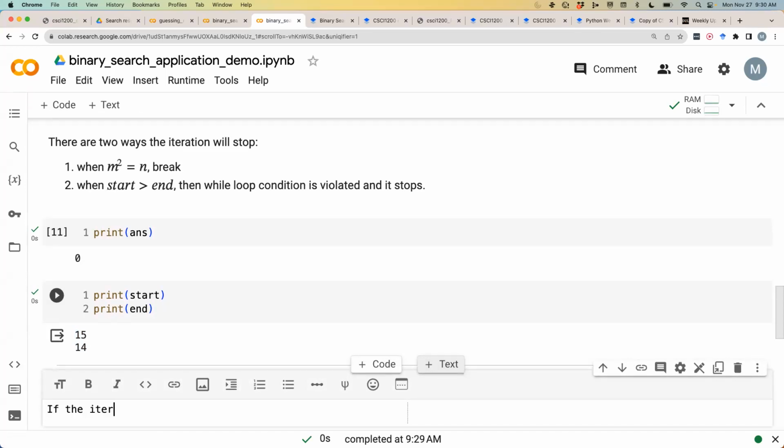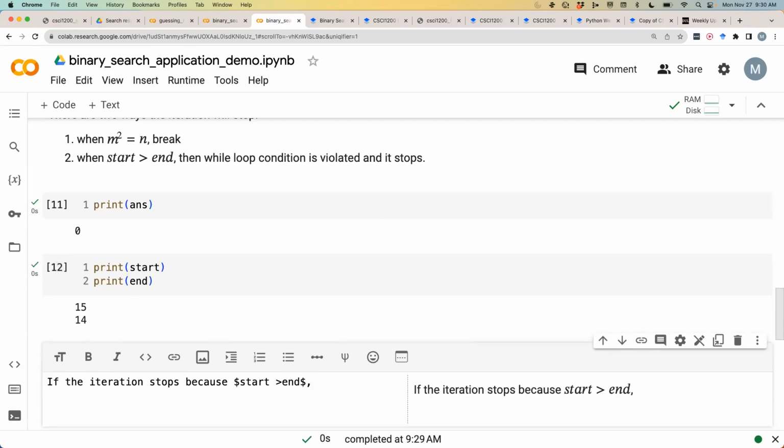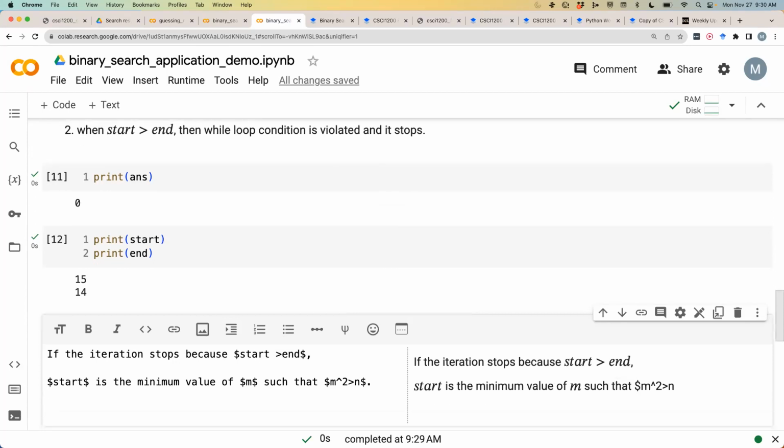If the iteration stops because start is greater than end, that means start is the minimum value of m such that m squared is greater than n, and end, these are variables here, is the maximum value of m such that m squared is less than n.